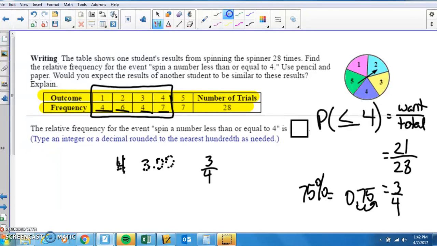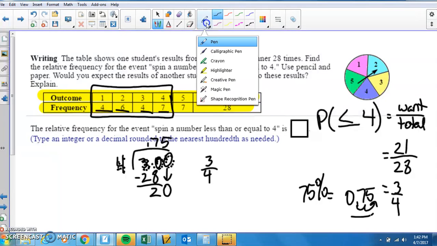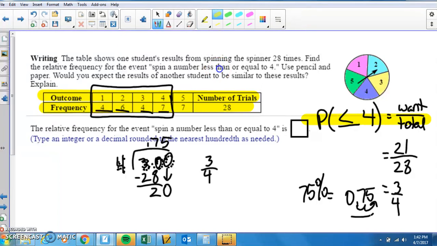So we get 3 divided by 4, which gives you 0.75 as I have right here, and then we get 75%. So again, if you will, copy this information down.